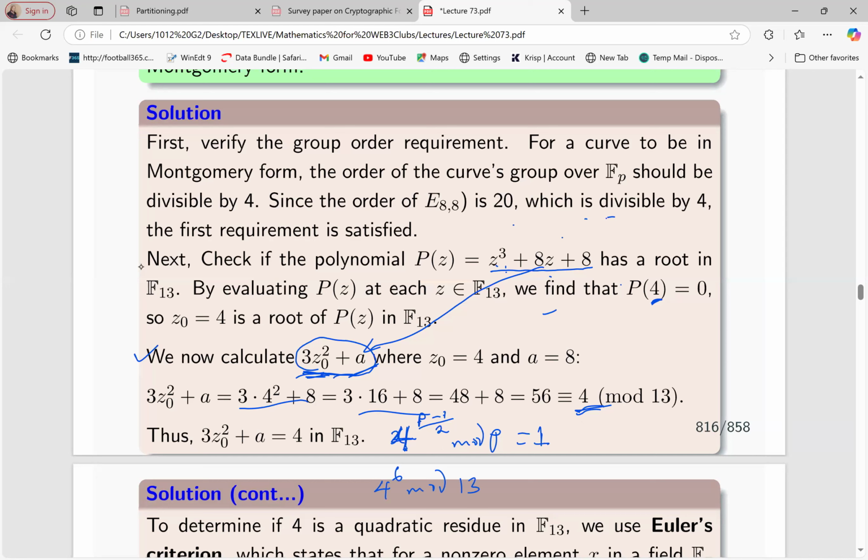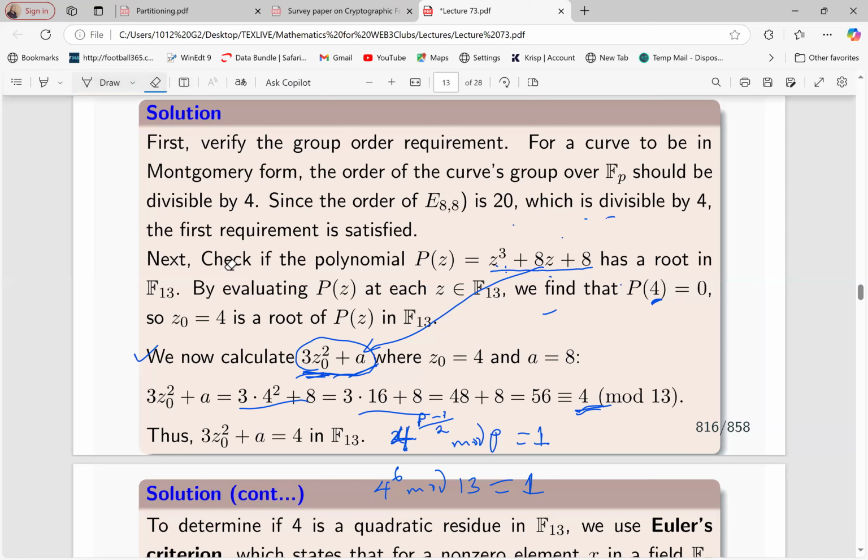Now, if you do this, you get that it gives us 1. So that means 4 has a square root. At this point, there's no need to find the square root, just determining whether it has a square root. And if it has, we say that our 3 conditions have been met. And since they have been met, we can proceed and convert the equation given to us to Montgomery form.